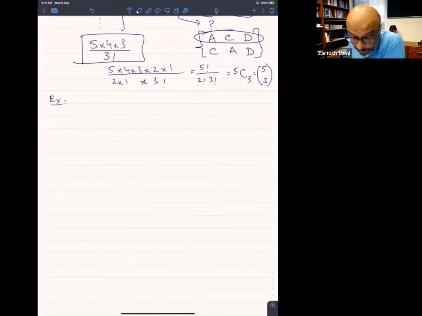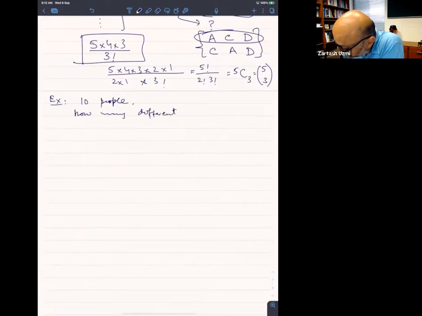and this is an important example by the way, okay, 10 people, and these are all distinct. 10 people, how many different committees of 3 people? How many different committees of 3 people?